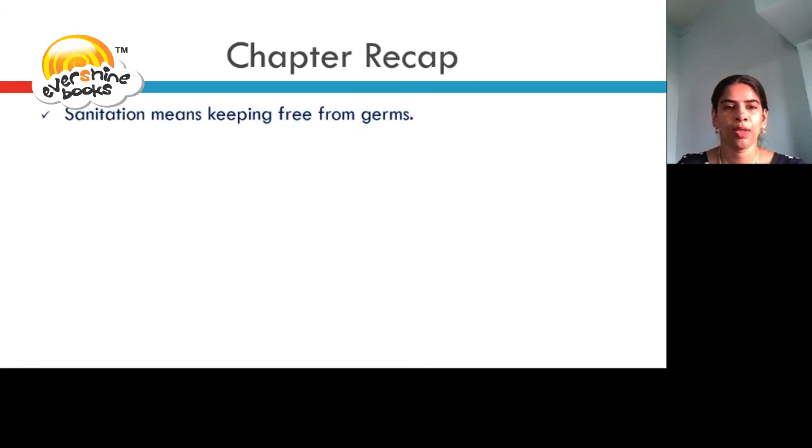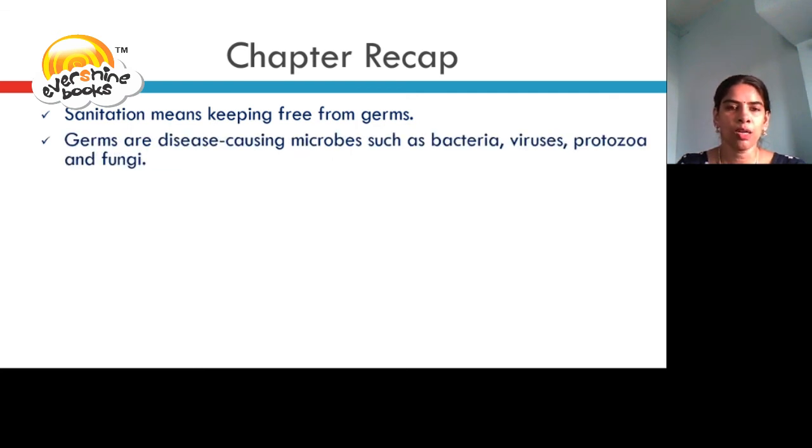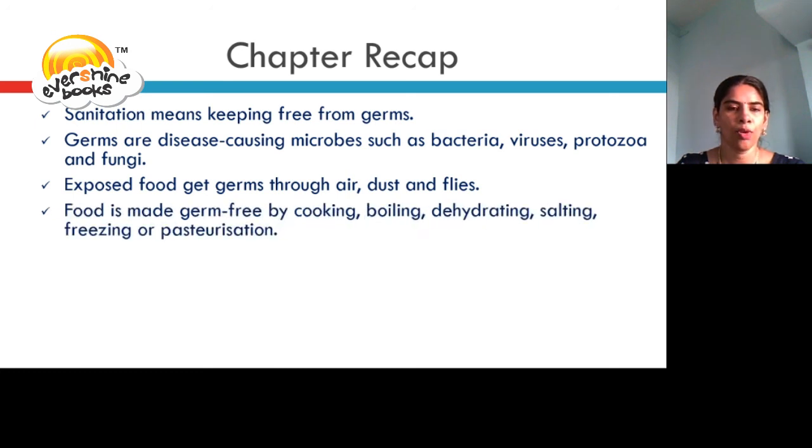Chapter recap. Sanitation means keeping free from germs. Germs are disease-causing microbes such as bacteria, viruses, protozoa and fungi. Exposed food gets germs through air, dust and flies. Food is made germ-free by cooking, boiling, dehydrating, salting, freezing or pasteurization.